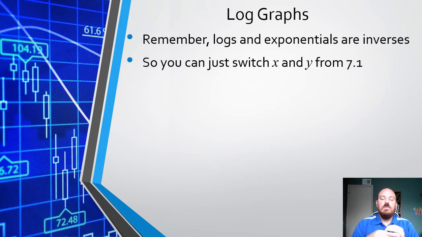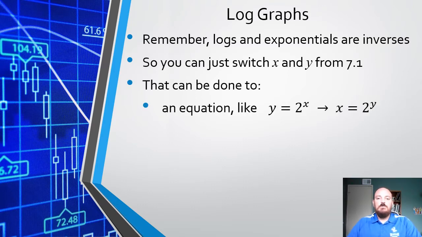So one thing we know about inverses in general is that what inverses really do is they switch the input and output. They switch x and y. So we're going to take everything that we learned about exponential graphs in 7.1. We're going to switch x and y, and we're going to have a log graph. Now when I say switch x and y, it could be done to an actual equation. Like if I have y equals 2 to the x, I could switch the x and y and have x equals 2 to the y.